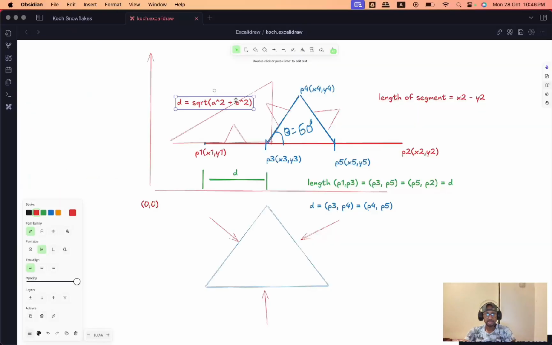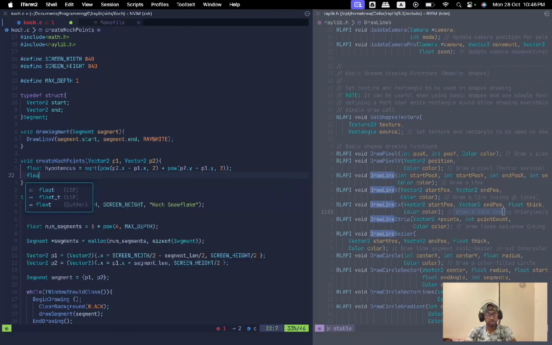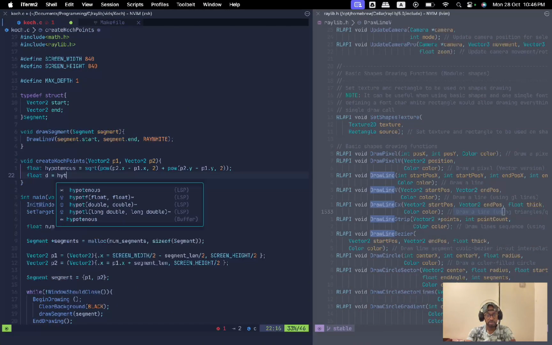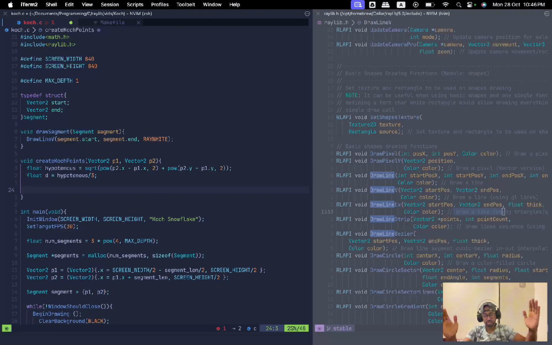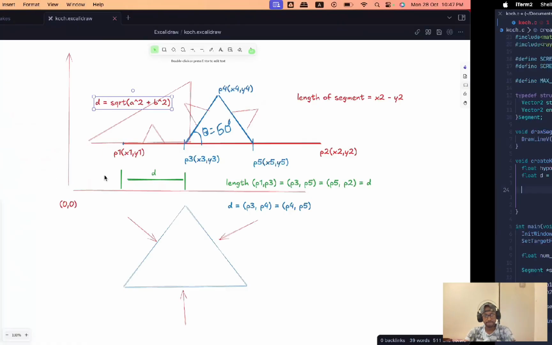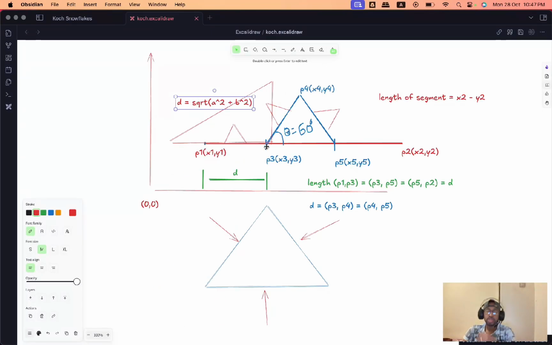Now to find d, basically d divides this segment into 3 equal parts. So d is the hypotenuse divided by 3, that's basically the length. We have 3 d's for the segment. So d is the hypotenuse divided by 3. Okay, now we have d. So if we have d, we know position P3. What's point P3?